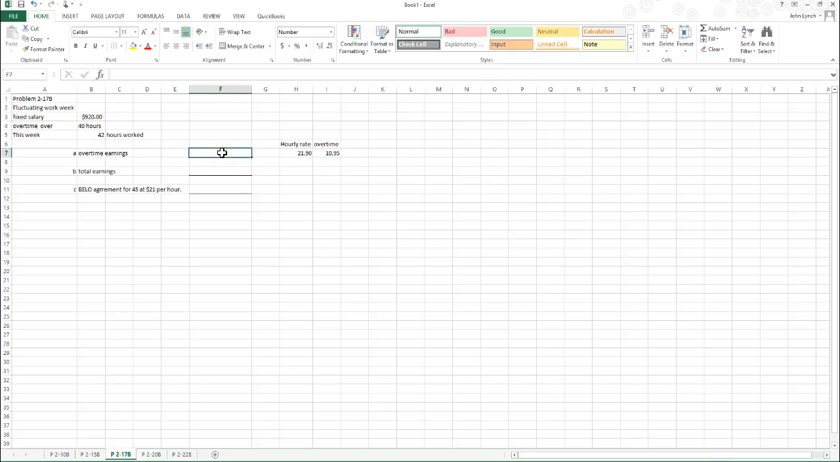Now, they worked 2 hours overtime, so we would equal round the 2 times the 1095, comma 2, or 2190. So for the total earnings, we would have the 920 plus the 2190, or 941.90.